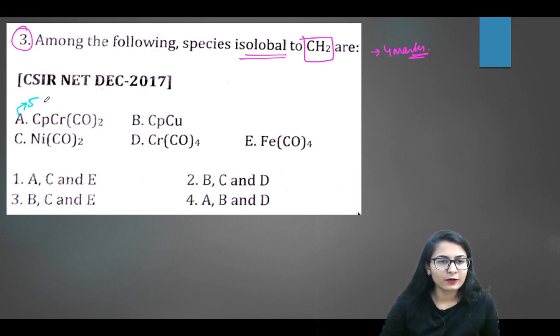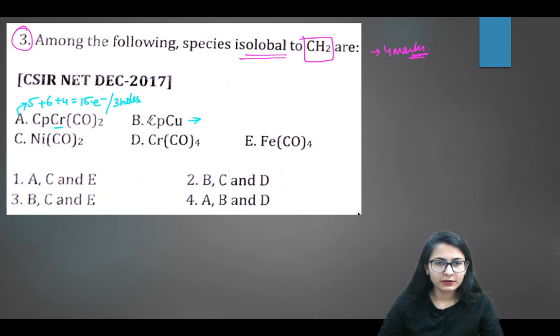Cp, that is cyclopentadienyl, eta 5. Chromium has 6 electrons, okay? And then again carbonyl. So there are 2 carbonyls, 2 into 2, 4. It is going to be a 15 electron system. Okay, if it is a 15 electron system, it has 3 holes.